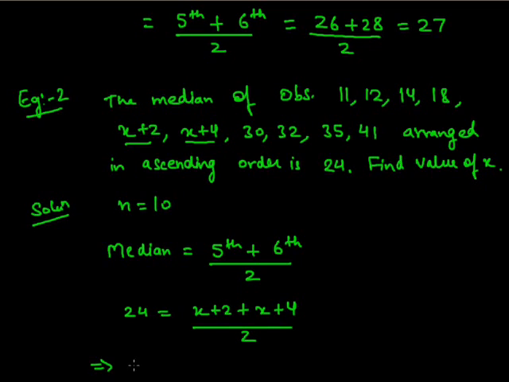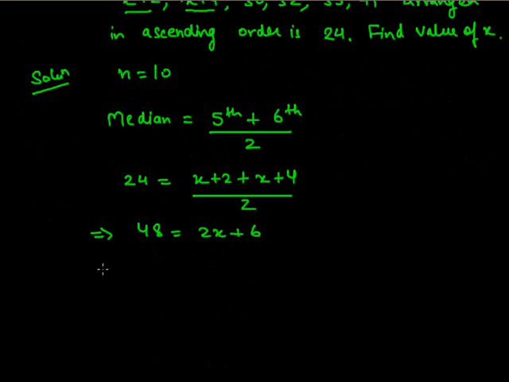Now we will solve it. What we get is 48 is equal to 2x plus 6. If we further solve it, we take 6 to the left hand side, so it becomes minus 6. So 42 is equal to 2x. Therefore, the value of x is equal to 21. In this way, by using the formula for median that we have seen, we can find whatever is asked. If an observation is asked, we can easily find the missing observation, and if the median is asked, then also we can find the median.